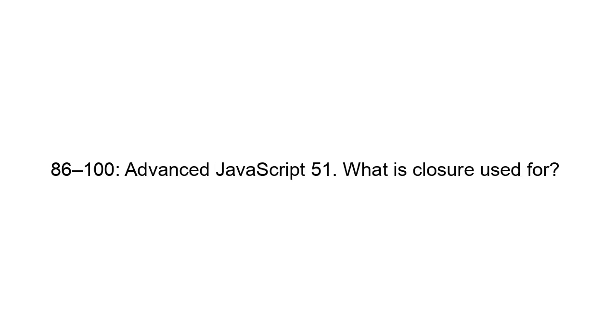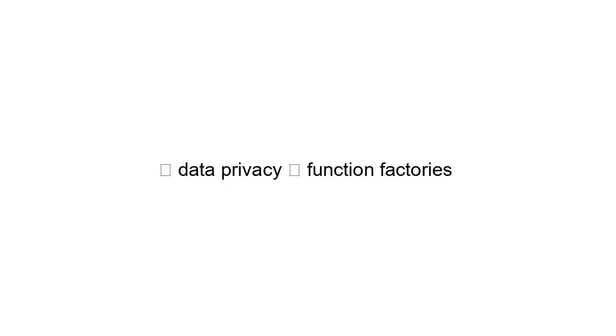86 to 100. Advanced JavaScript. 51. What is closure used for? Data privacy, function factories. 52. What is memory leak? Unused memory not freed. 53. How to prevent memory leaks? Remove listeners. Clear references.